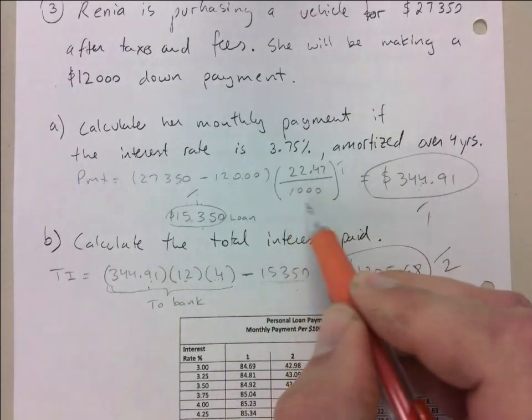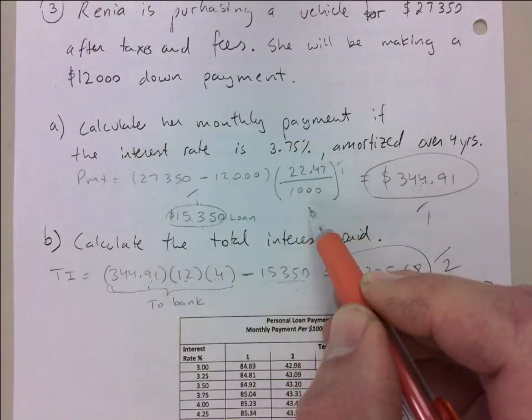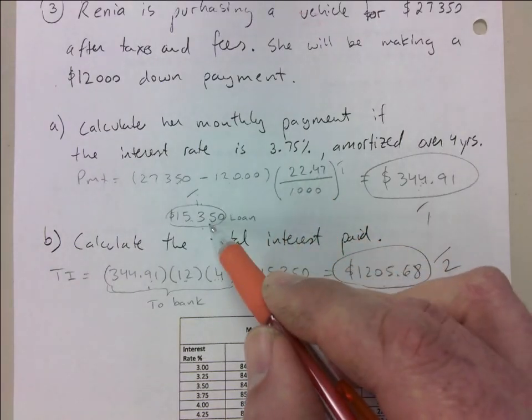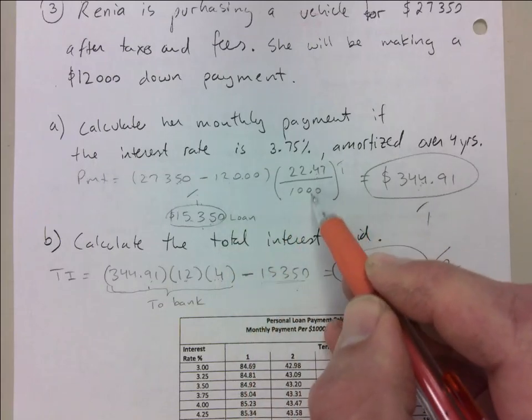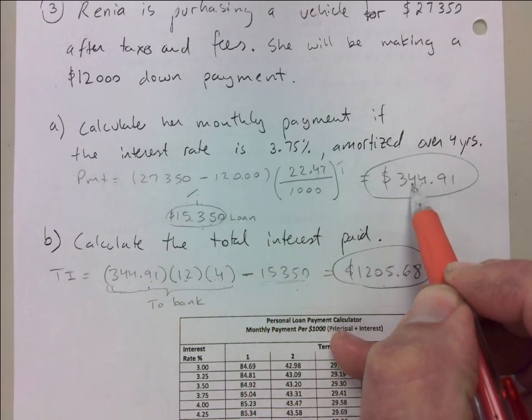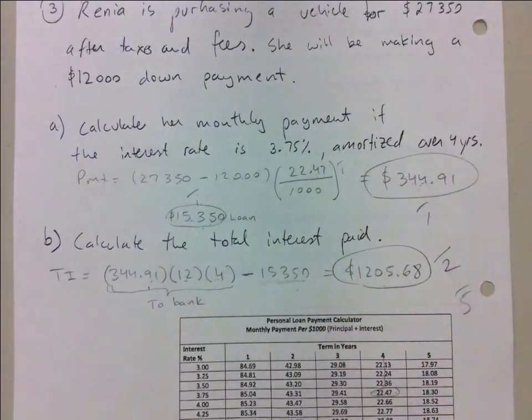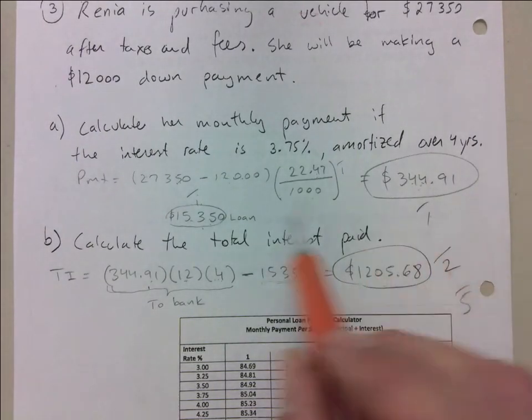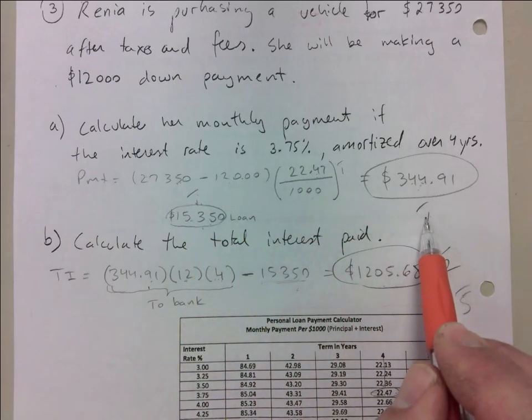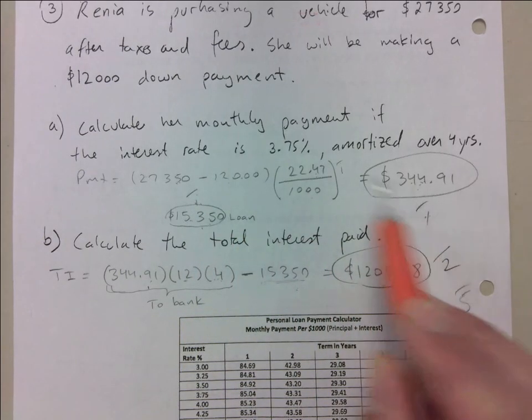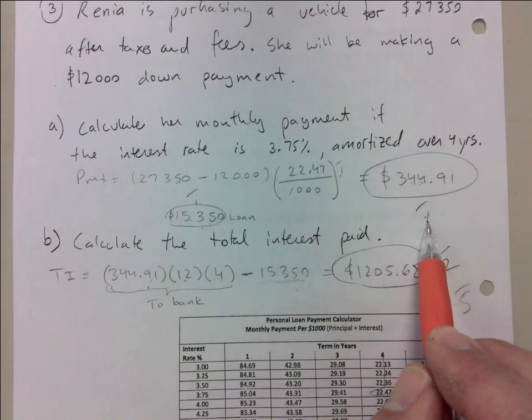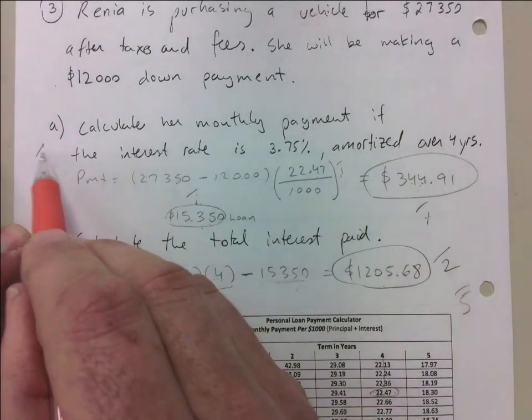That is this value right here. There's not always a table. You multiply the loan times 22.47 divided by 1,000, you get that. So you get 2 marks. You get 1 and 1. So 2 marks for A.